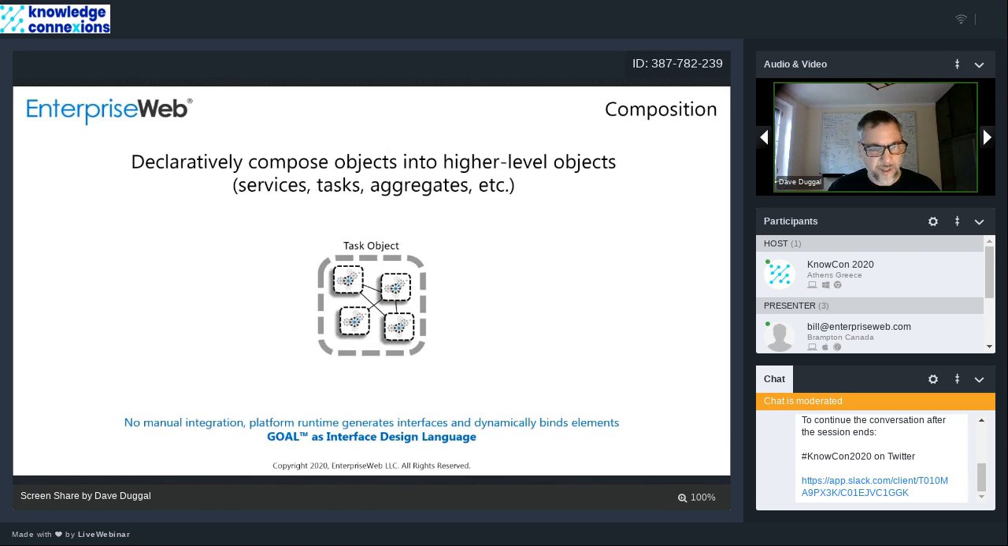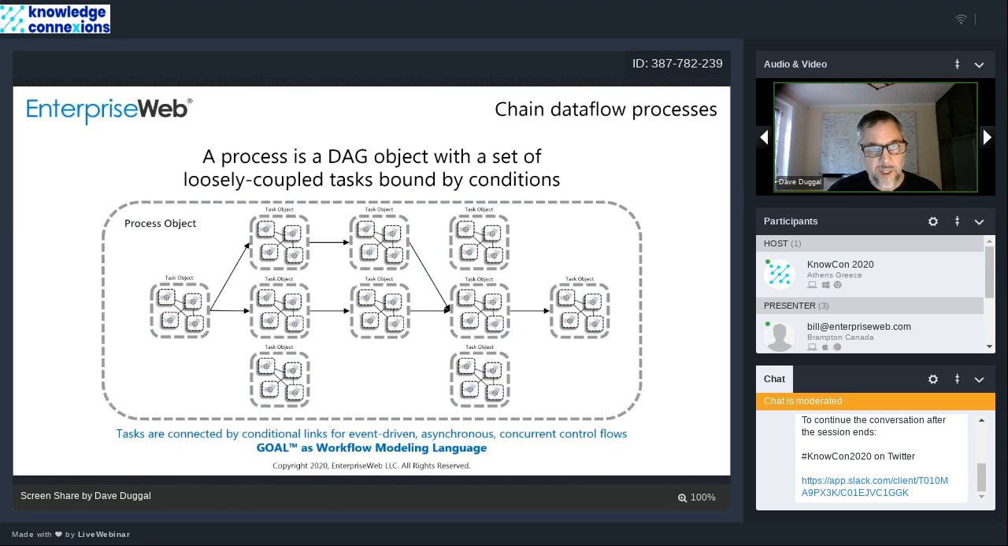These objects that are wrapped in contracts can then be declaratively composed, right? Once you onboard an object, it's persisted in a catalog. Then you can go to the catalog, point and click, or make references to the catalog, and the system will handle all of the integration for you. Whether you're composing services, tasks, or aggregates. Again, see the notion of crossing the boundaries between the data space and the application space. The system is going to handle both of those for you. No manual integration. The system does all the binding.